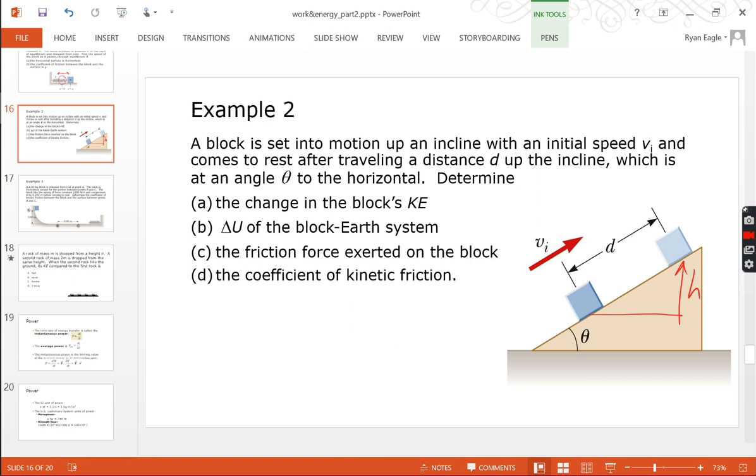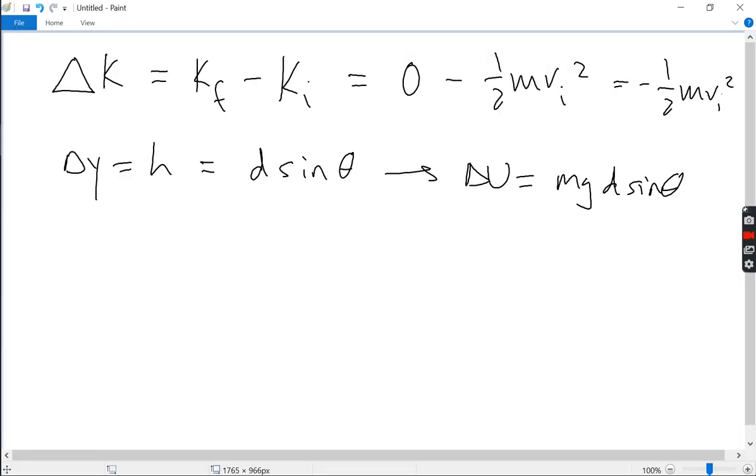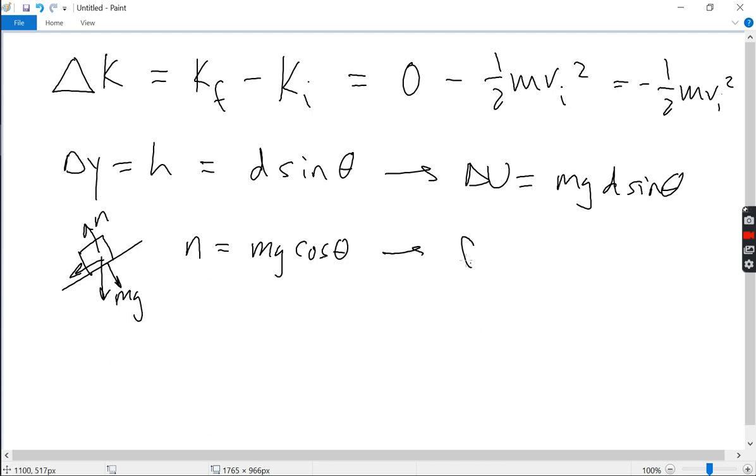The friction force exerted by the block for part C. Remember, when we're on an incline, the normal force is not just equal to the weight. The weight vector points down, but we split this into components parallel and perpendicular. And in this case, our normal force is mg cosine theta. So our frictional force is the coefficient mu multiplied by mg cosine theta.